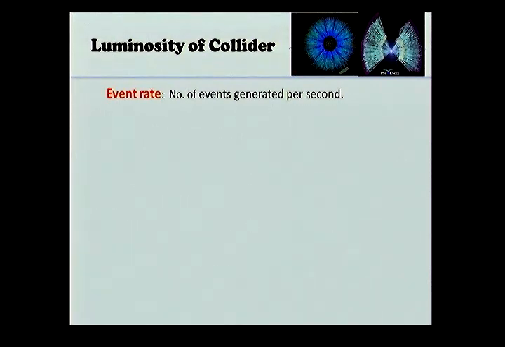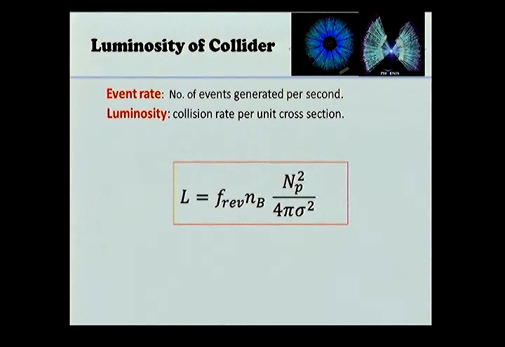To study the particle collision, we need a huge number of events to reduce the statistical error in this study. So to accumulate such a huge number of events, we require a high event rate. Event rate is defined as the number of events generated per second. Event rate is proportional to the luminosity. Luminosity is the collision rate per unit cross section. This is decided only by the collider parameters and the proton bunch parameters.